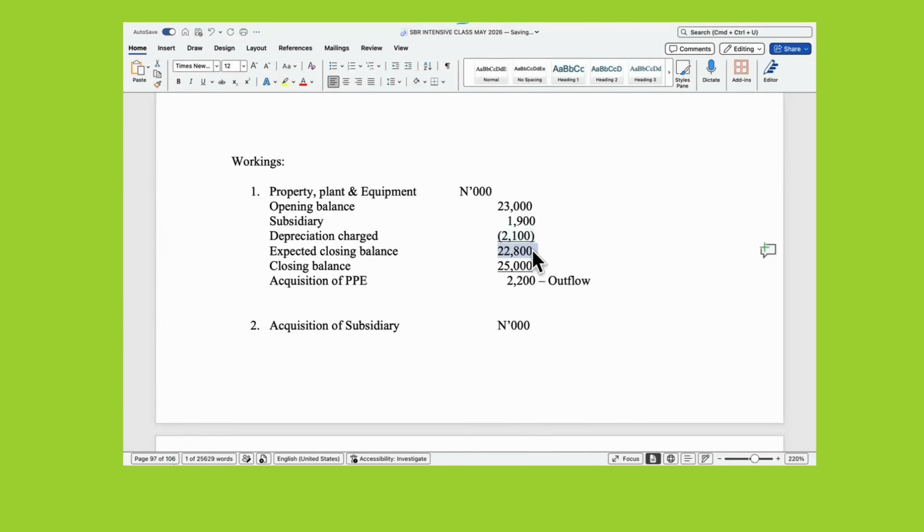I expect my closing balance to be this, but my closing balance was actually 25. So it increased to 25. It's increased by 2.2. That is acquisition of PPE, and that's an outflow. And I'm done with that.